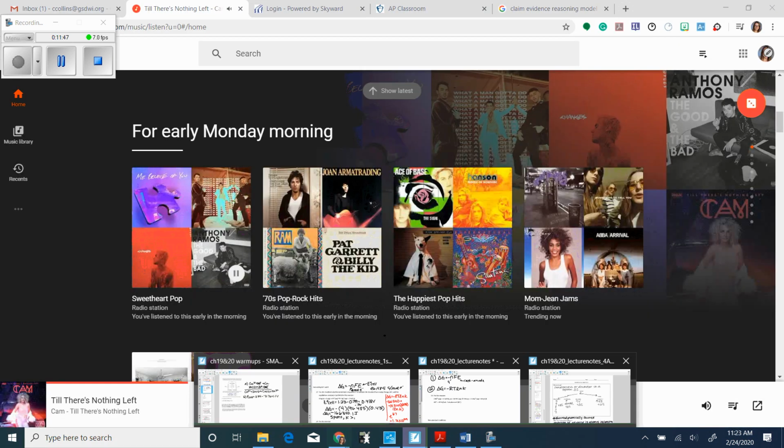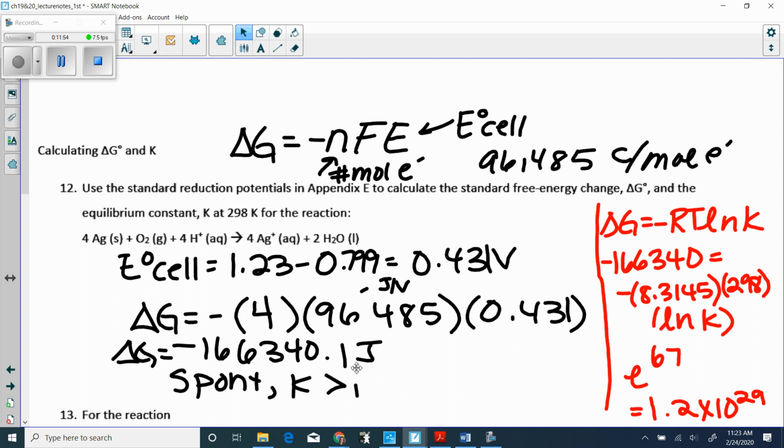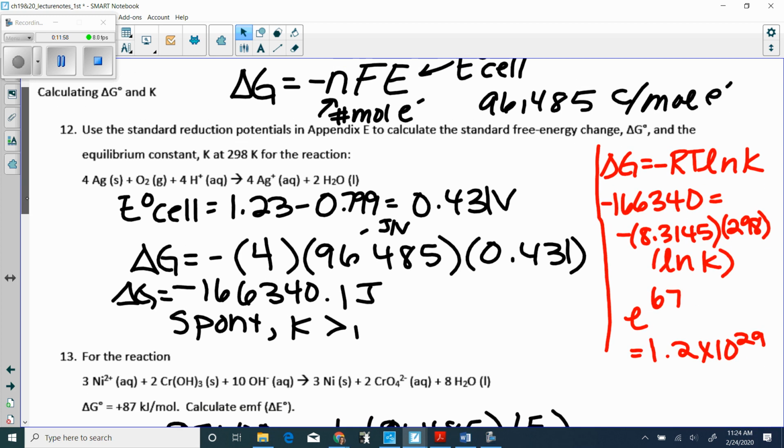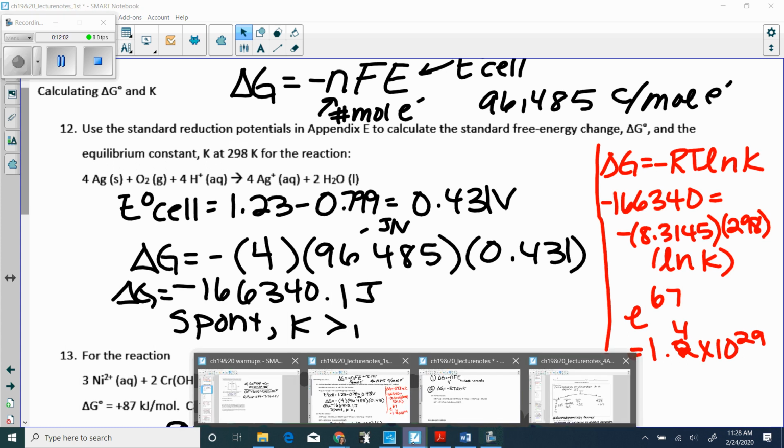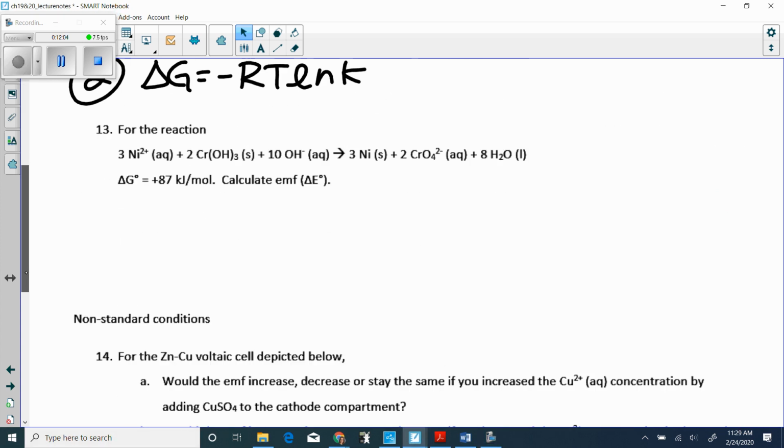You don't have R though. Fancy R, 8.3145. 8 point what? 3145. Look at the poster. Okay, let's look at 13.